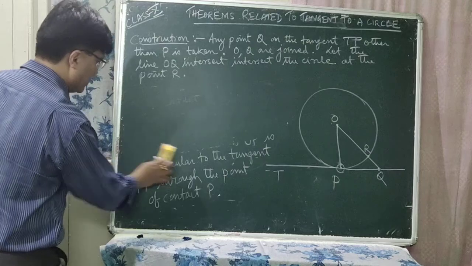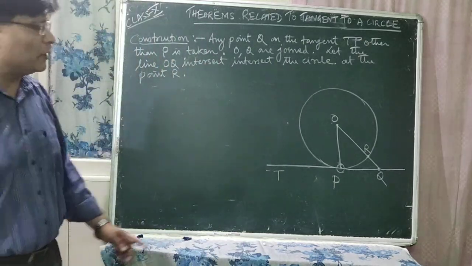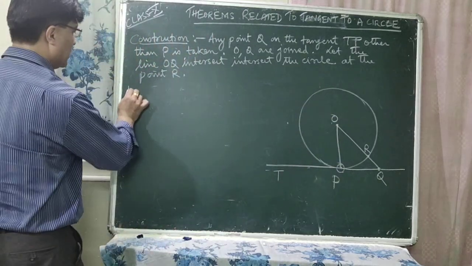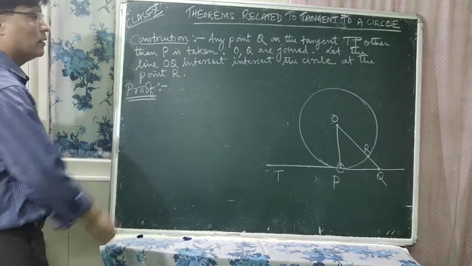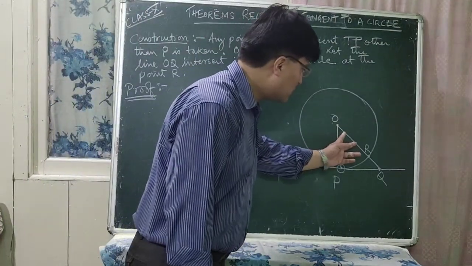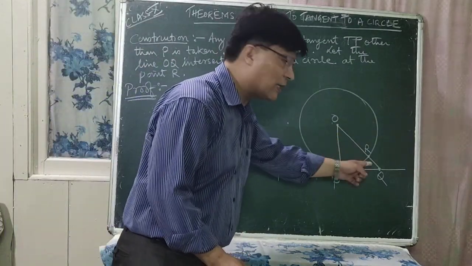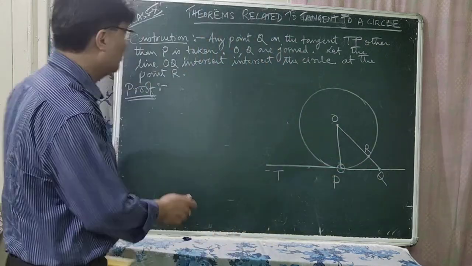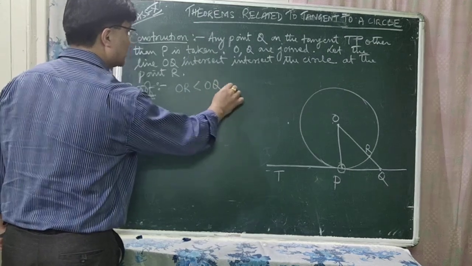Now we'll do the proof. We should prove that OP is perpendicular to the tangent TP through the point of contact P. So now in this case, this OR is less than OQ, isn't it? R is a point on the line OQ, so from the figure we can write down that OR is less than OQ.